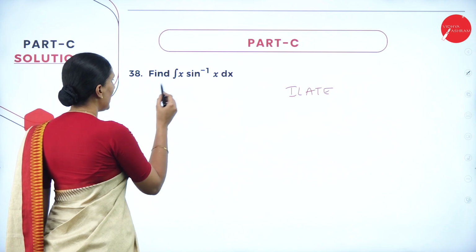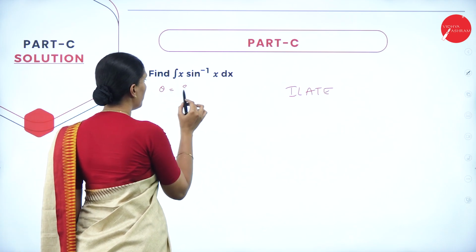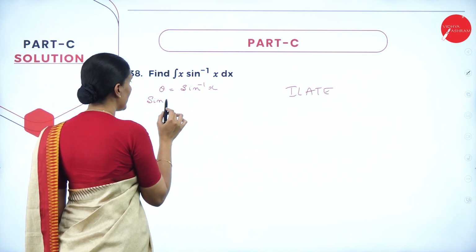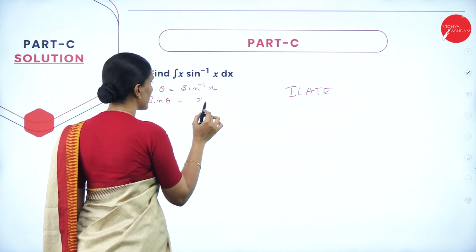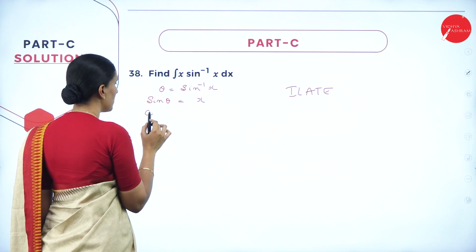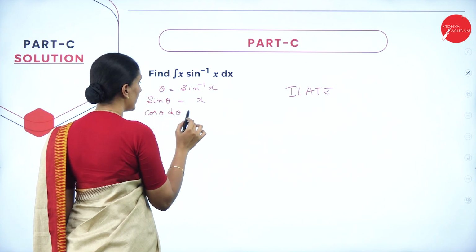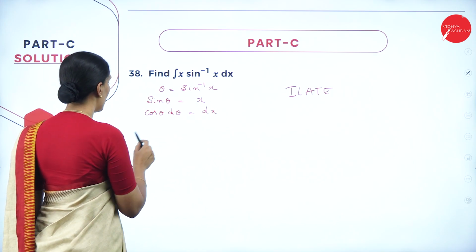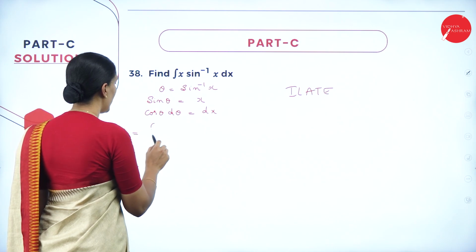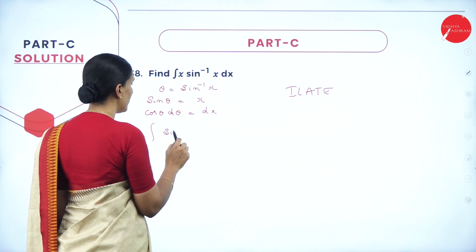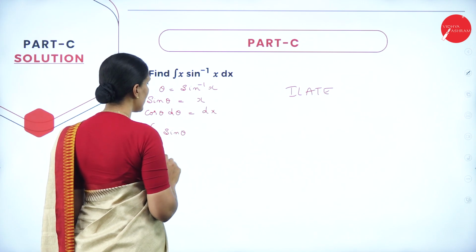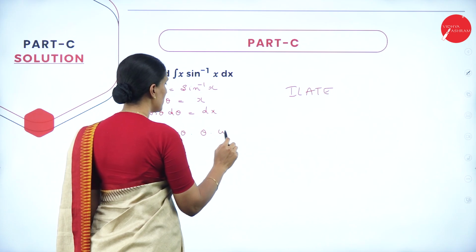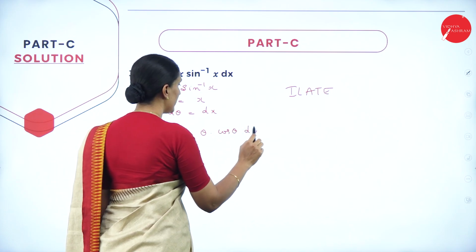So here I'll take theta is equal to sine inverse x. Then sine theta is equal to x. Let's differentiate this. Then cos theta d theta is equal to dx. Let us substitute this in the given integral. Then the integral becomes integration of sine theta, sine inverse x can be written as theta, dx can be written as cos theta d theta.